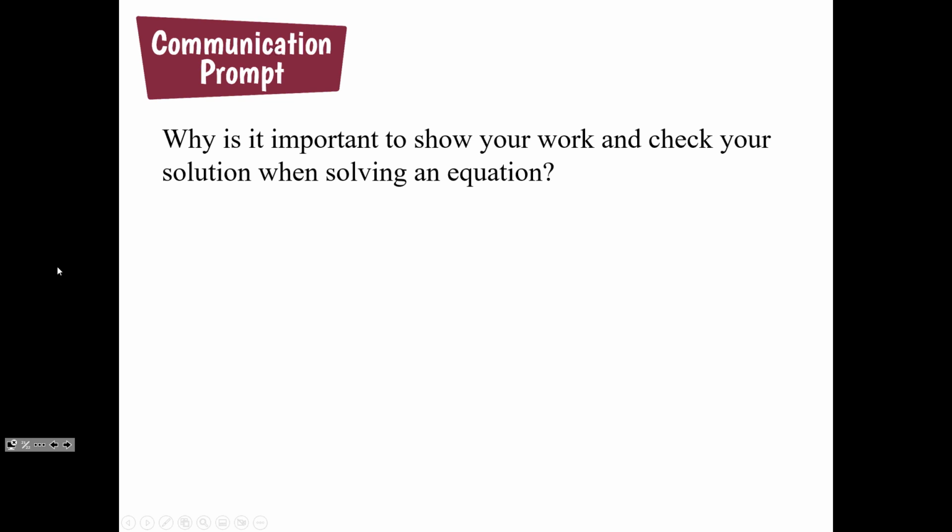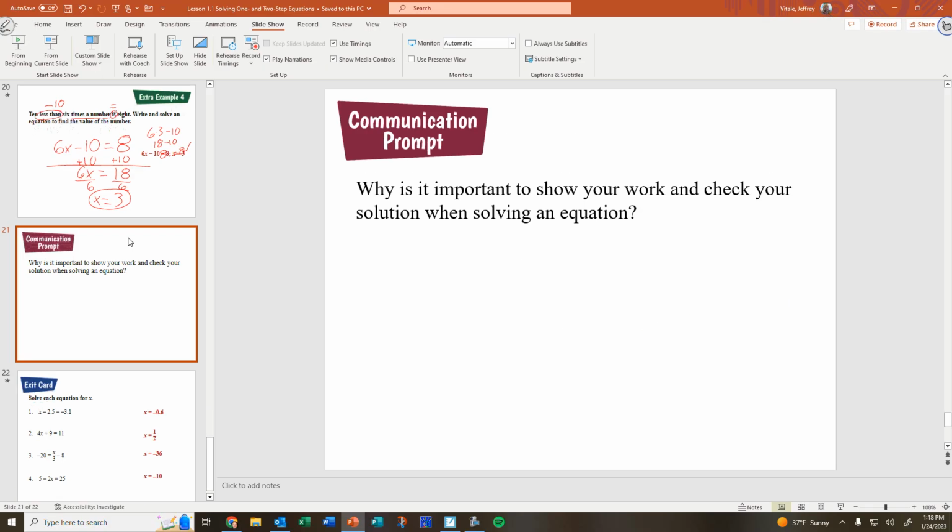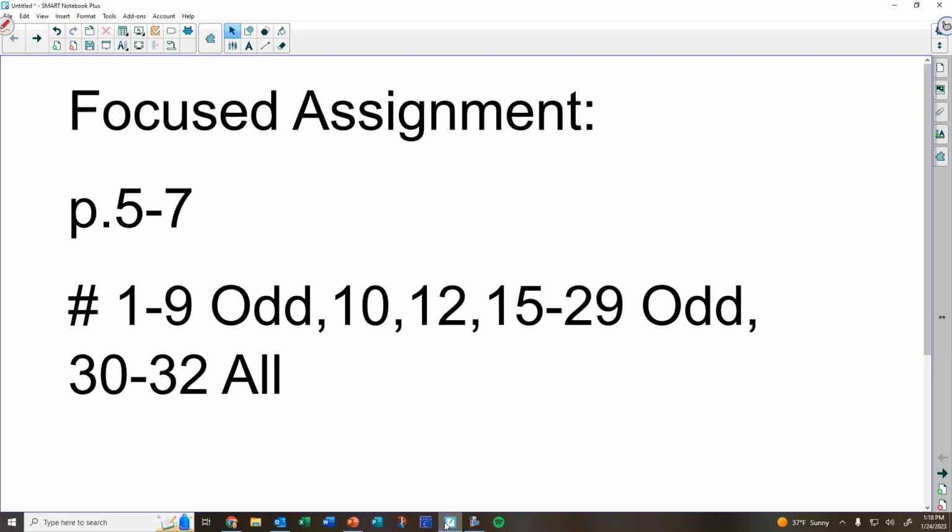So that is it for lesson 1.1. The rest of the hour is yours to work on the assignment. The assignment is up here. It is page 5 in your booklet, numbers 1 through 9 odd. Then you're going to be doing 10, 12, and then 15 through 29 odd, and then 30 through 32 all. Yeah, you can write on the packet or whatever you prefer. So I would suggest circling all of the ones that you need.